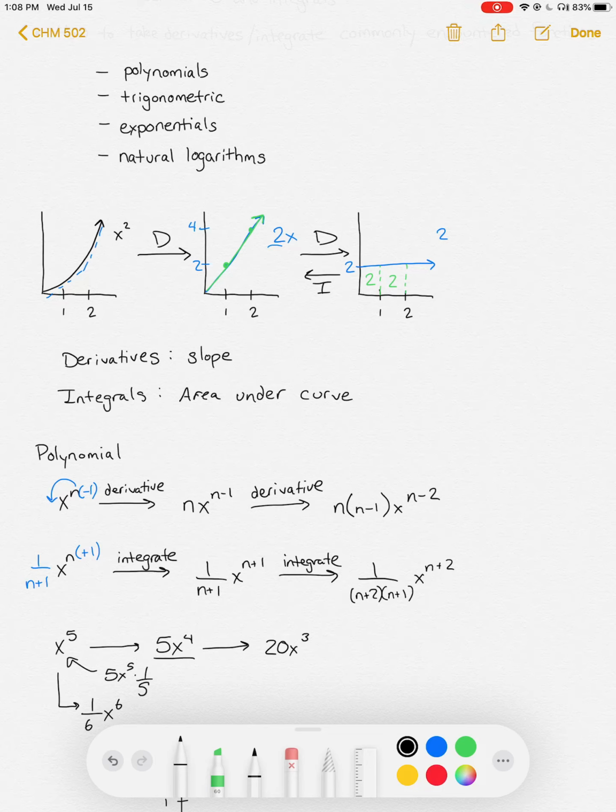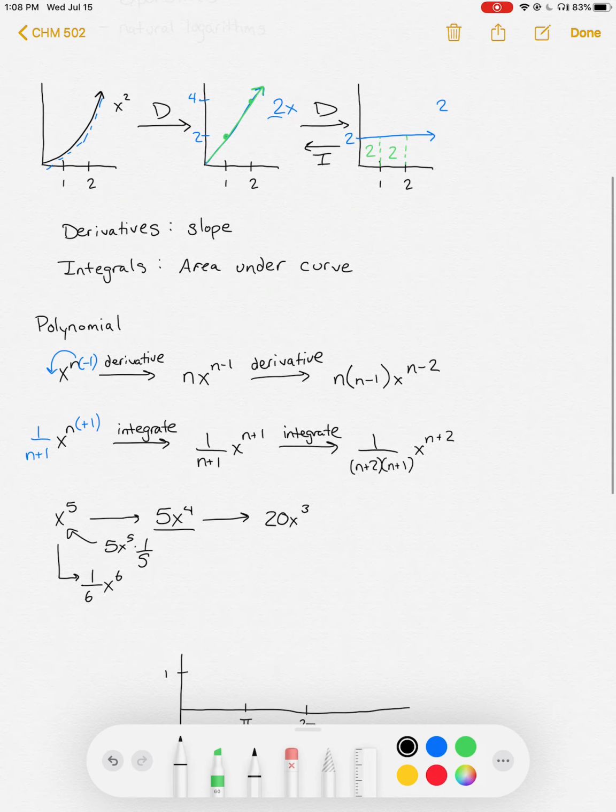Sometimes when you're taking integrals and derivatives, you'll end up with a series of polynomials. And if we have that, we just take the integral and derivative of each polynomial separately. So let's say we have something like 1/2 x to the fourth plus 7x.